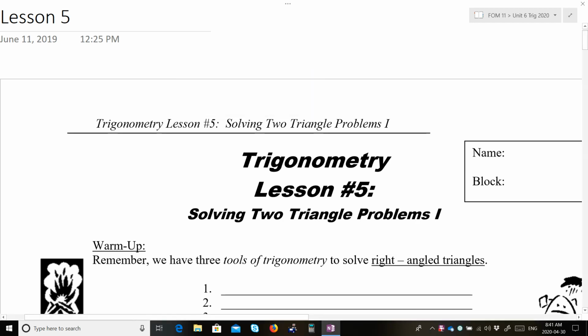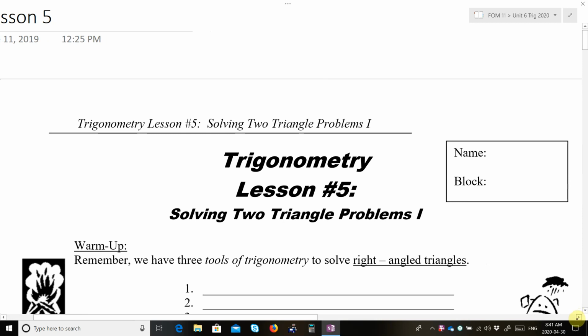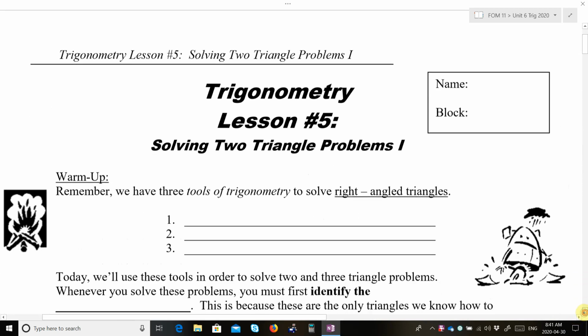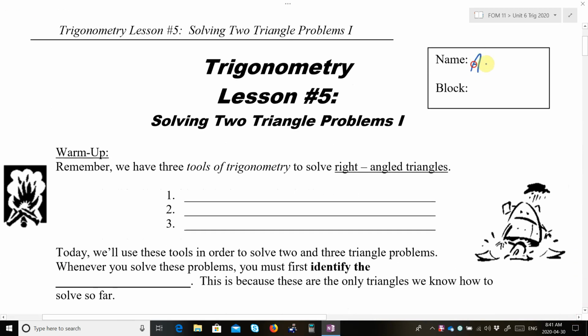Hi everyone. Today we are going to do trigonometry lesson 5. It is solving two triangle problems, part 1. As usual, I will call mine answer key. Okay. And so here's the warm-up.